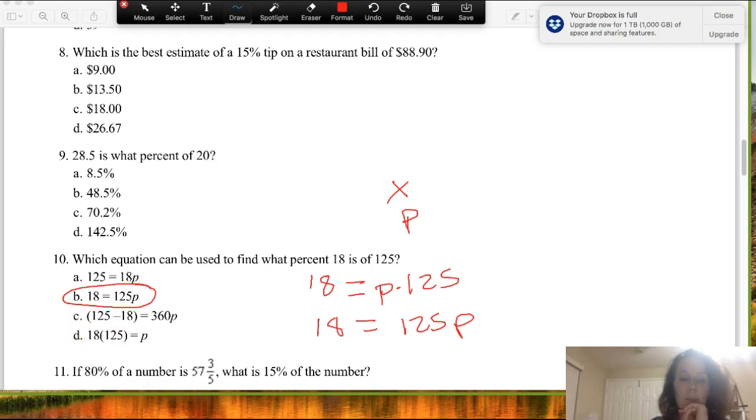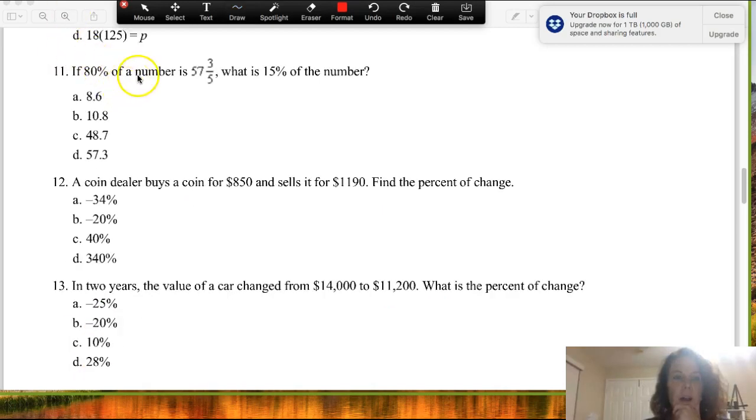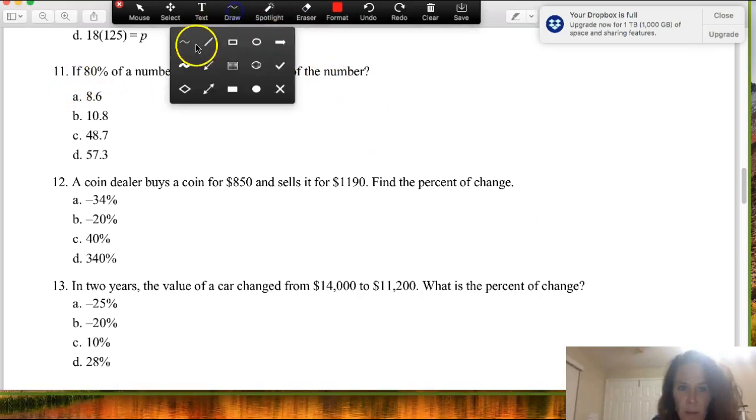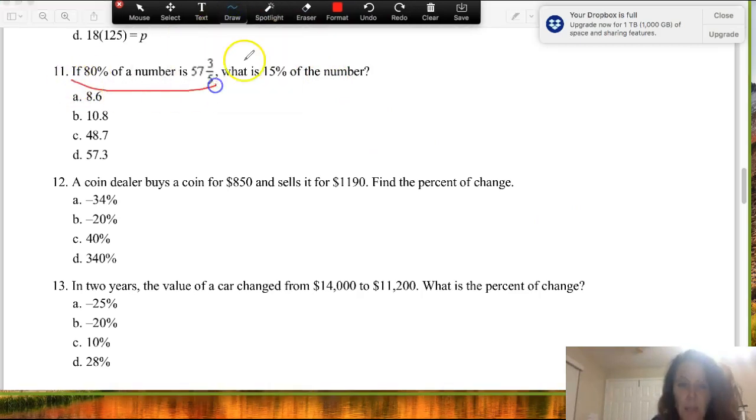There you go. All right, 80% of a number is 57 and 3/5. What is 15% of the number? So first, let's figure out this part. 80% of a number, well, we got to figure out what that number is. Then we'll do this part, okay?